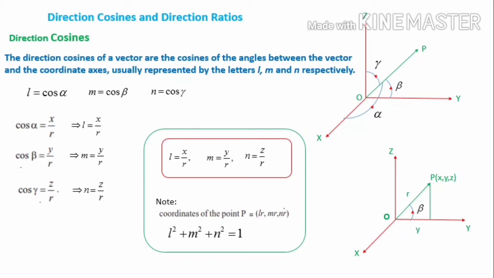Also note that l square plus m square plus n square is equal to 1. When you square and add, you will get x square plus y square plus z square divided by the denominator r square. We know that r is the magnitude of the vector, and the magnitude formula is root of x square plus y square plus z square. When you square it, it comes as x square plus y square plus z square. When you cancel numerator and denominator, we get 1. You can try this on a rough sheet of paper, how we get l square plus m square plus n square is equal to 1. Hope it is clear.